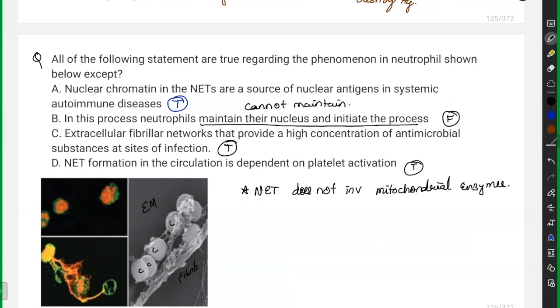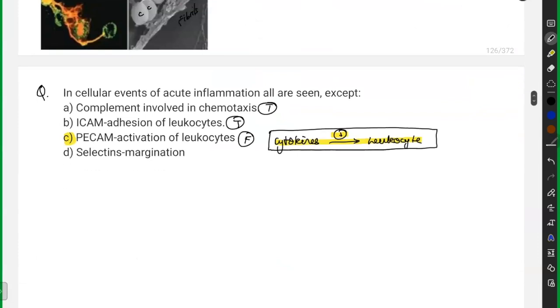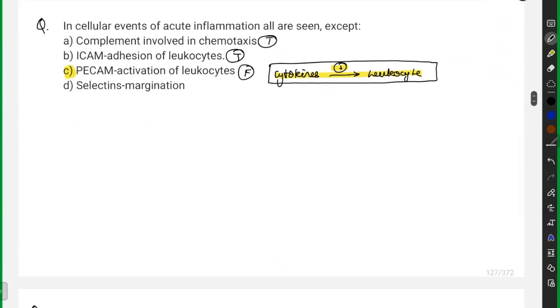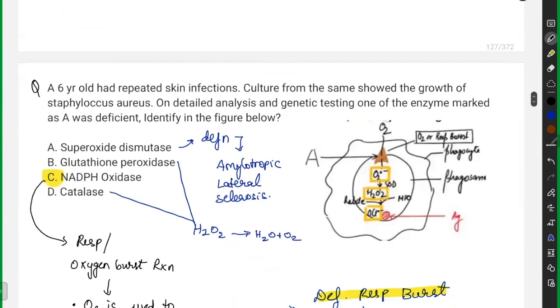Extracellular fibrillar network that provides high concentration of antimicrobial substance at the site of infection, true. NET formation in the circulation is dependent on platelet activation. Of course, yes, it depends on the platelet activation. In a cellular event, acute inflammation is seen in all except: complement involved in chemotaxis, true. ICAM in the adhesion of leukocyte, true. PCAM activation of leukocyte, no. Selectin margination, correct.